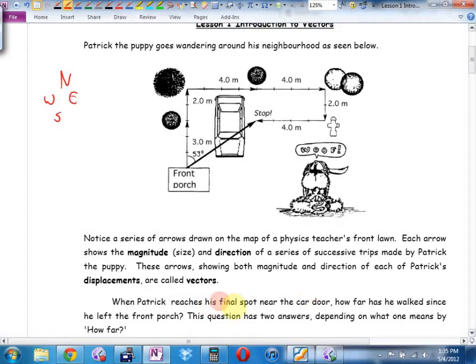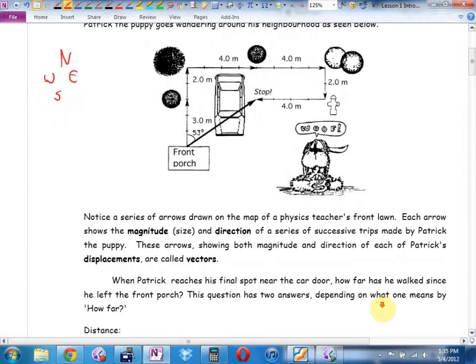When Patrick reaches his final spot near the car door, how far has he walked since he left the front porch? Diana, it really depends on what you mean by how far. What distance has he traveled? Well, the distance that he's traveled is that, plus that, plus that, plus that, because distance is a scalar.